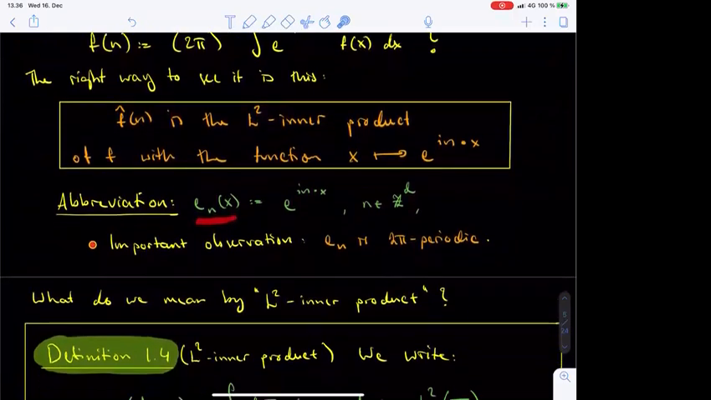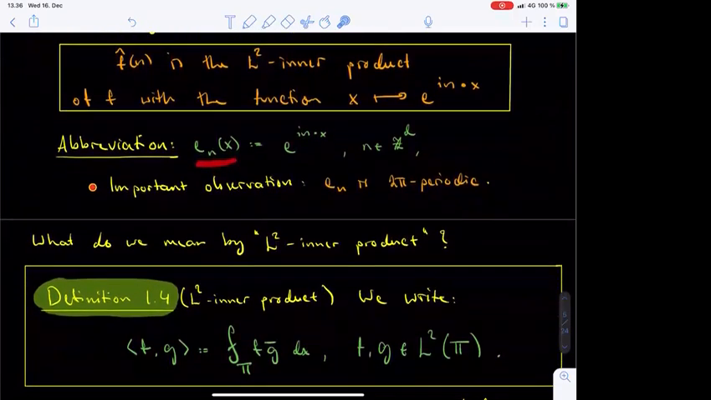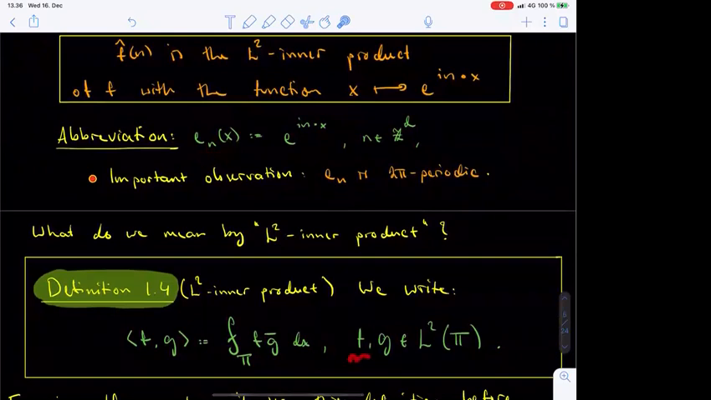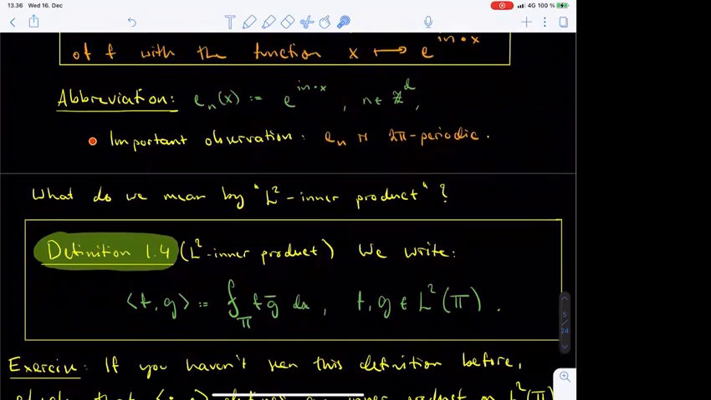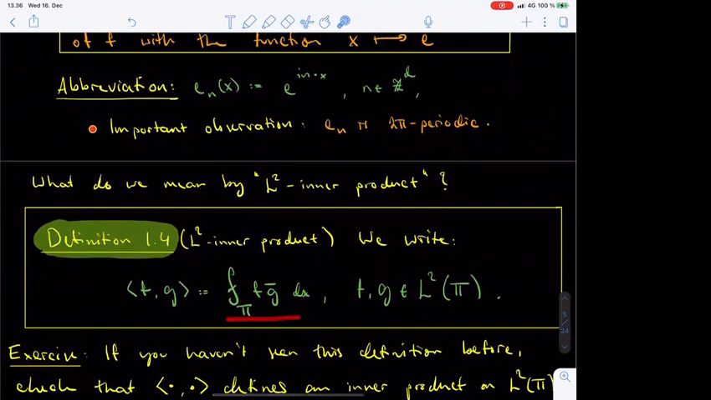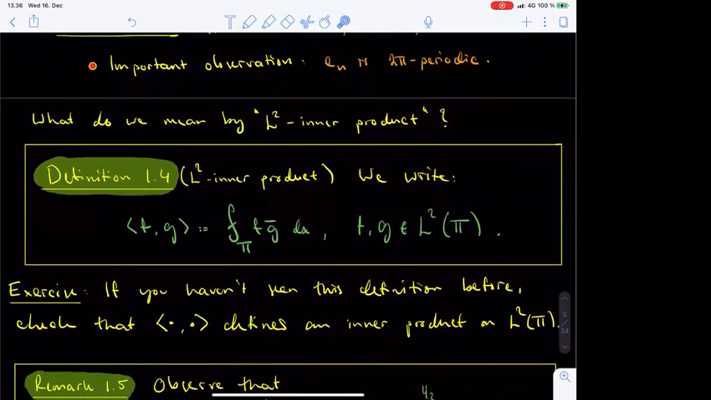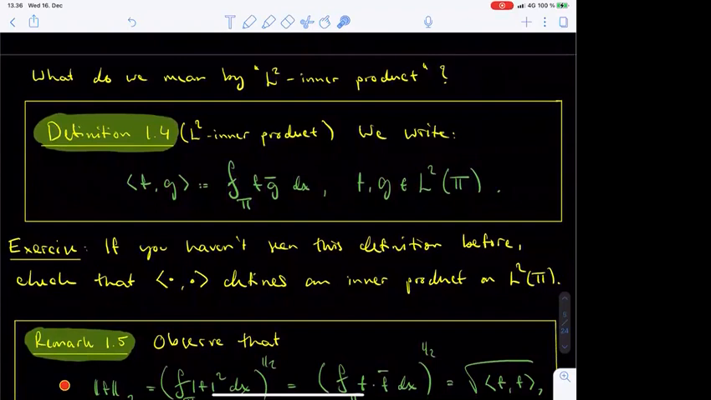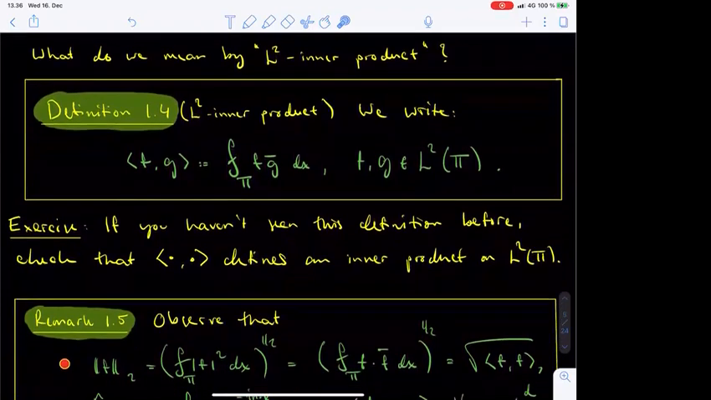Let us next make precise this discussion about the L2 inner products. The L2 inner product of two functions f and g in L2 of T is defined as follows. We will use this bracket notation to signify the L2 inner product. The bracket of f and g equals the average integral over T of f times the complex conjugate of g. It follows immediately from the Cauchy-Schwarz inequality that this integral is absolutely convergent. If you haven't seen this definition before, then it's an exercise for you to check that the bracket indeed defines an inner product on the space L2 of T.